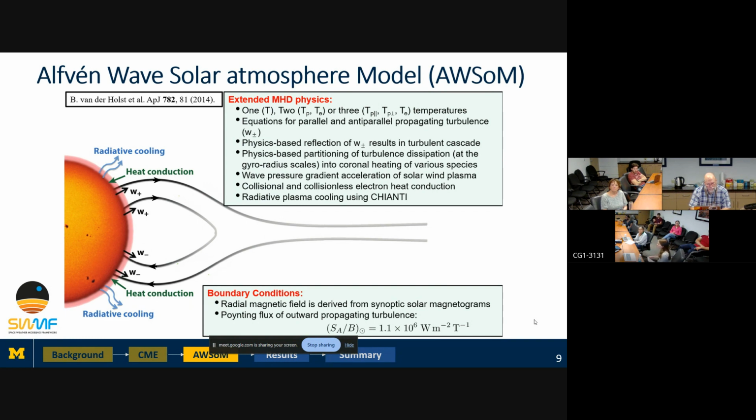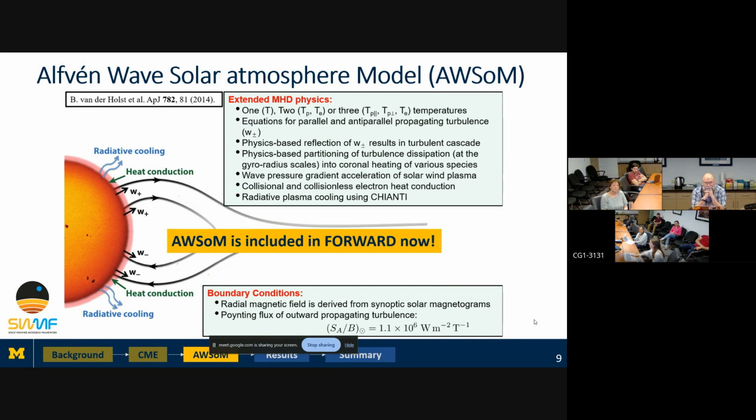We can get the wave pressure gradient to accelerate the solar wind, collisional and collisionless electron heat conduction, and radiative plasma cooling using the CHIANTI values. So all of that being said, it has lots of really great physics, and this has been really well validated through multiple papers during solar maximum, solar minimum, as well as for different Parker Solar Probe approaches. The boundary conditions we use are the synoptic solar magnetograms to drive everything. And as a note, AWSoM is included in FORWARD, so if you're interested, please check that out. Judith Szente spent a lot of time putting it in, so it's really great.